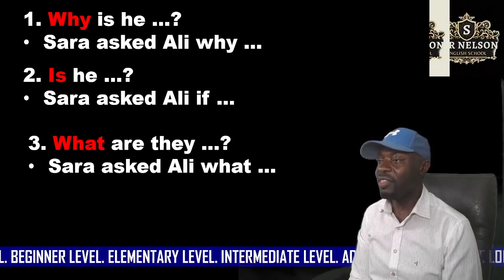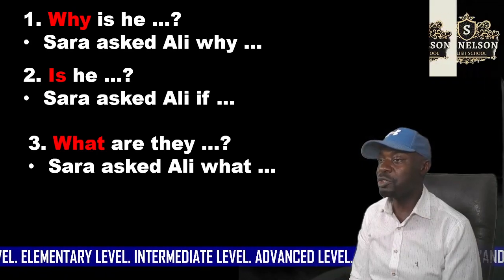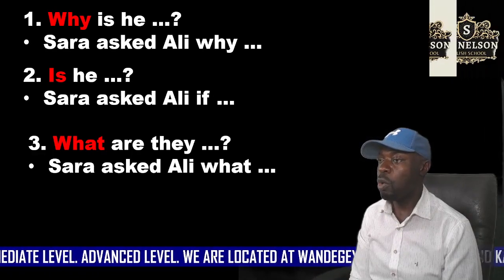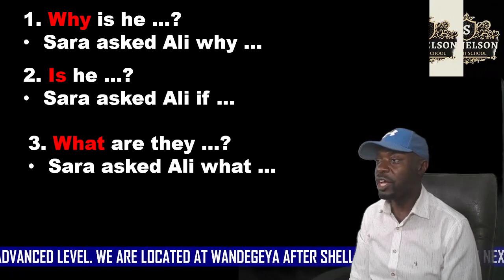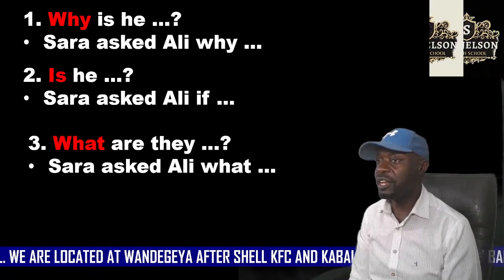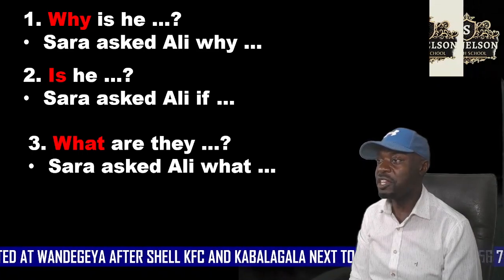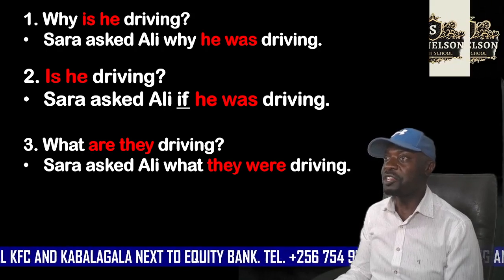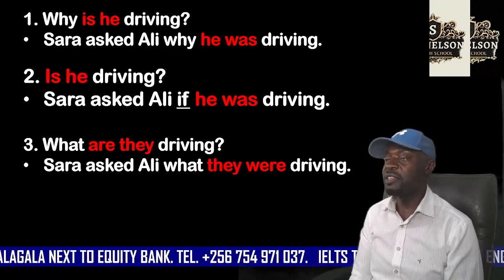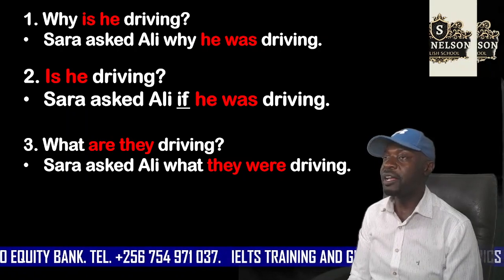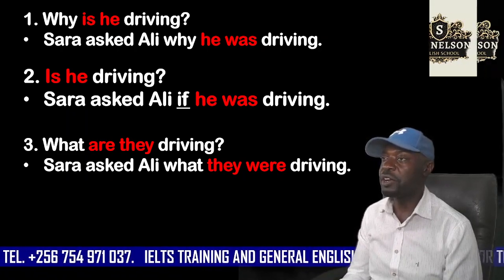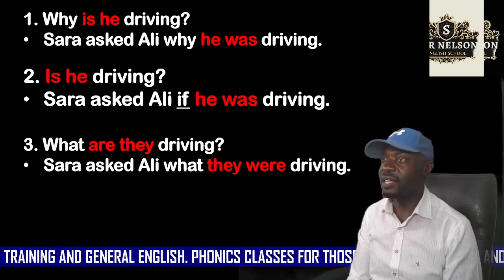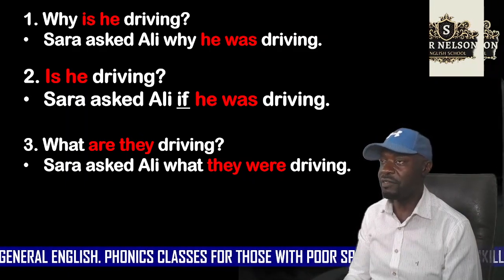Number 3, what are they? The question begins with WH, so we have to put the WH word in the indirect speech. What? The WH must appear. If there is a helping verb beginning the sentence, we use the word if. Why is he driving? Now let us see the complete sentence. Remember, in indirect speech, we must put the reporting verb. Why is he driving? Sarah asked Ali why he was driving.